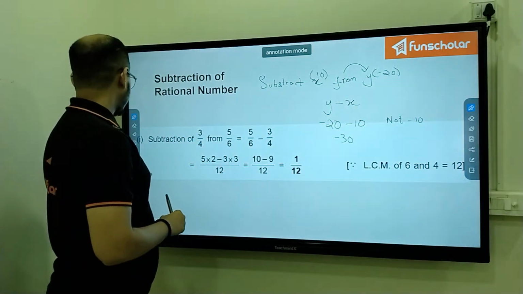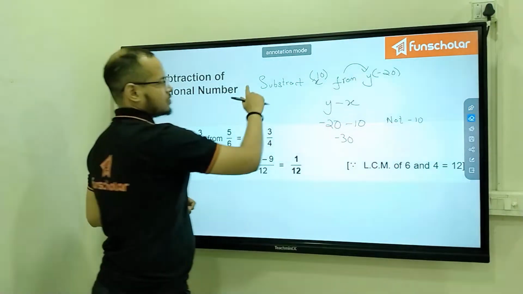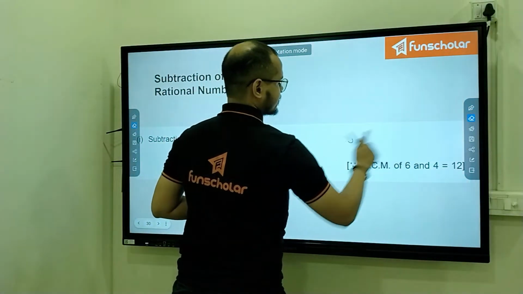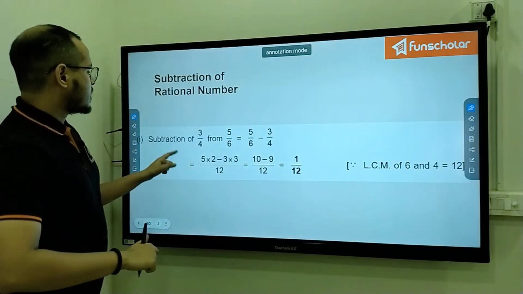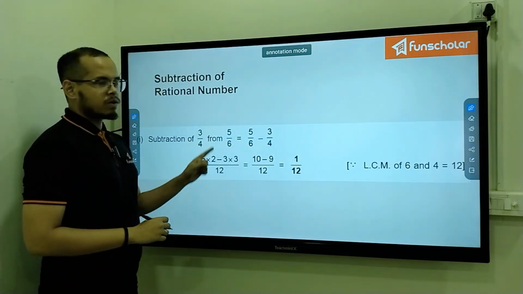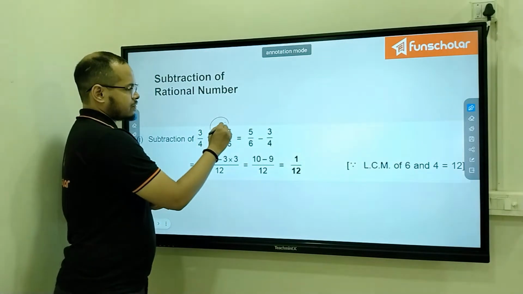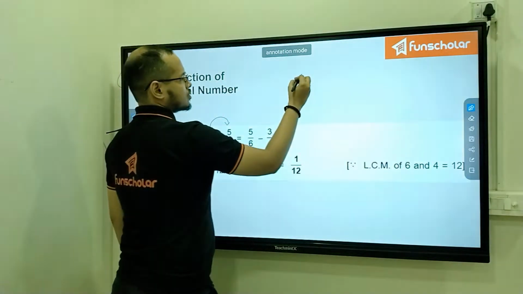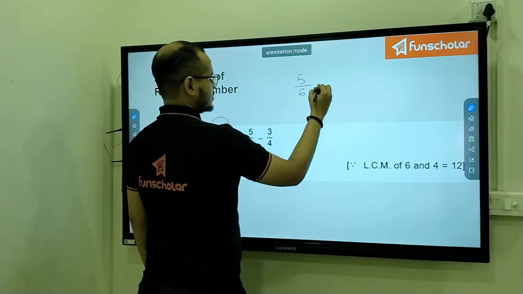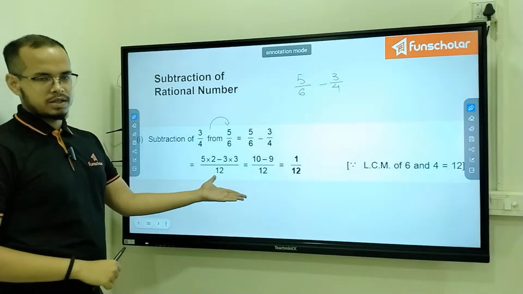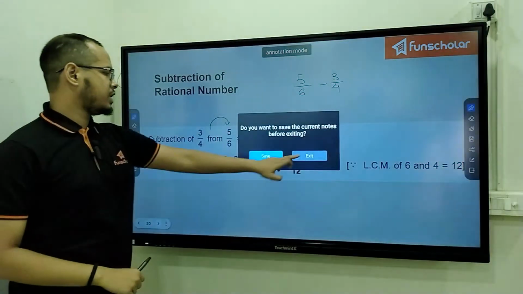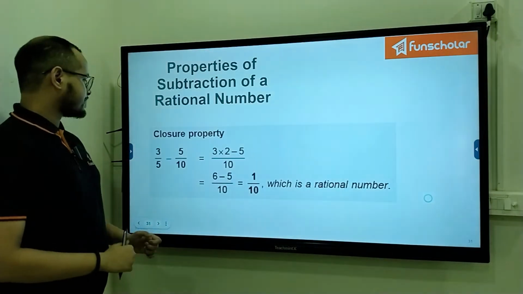Okay, now let's solve for this sum that is given on the board. See, now subtraction of 3 by 4 from 5 by 6. Right hand side of from is what? 5 by 6. So 5 by 6 in front, minus 3 by 4. Now after solving it, we are getting this. Let's continue to the next sum.